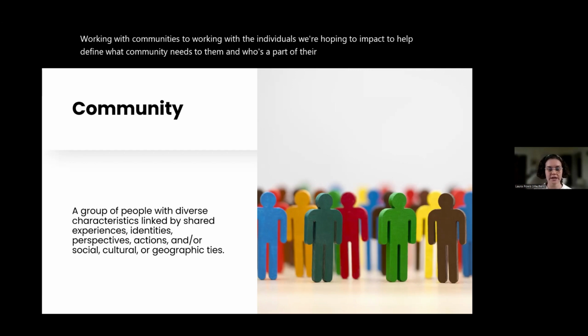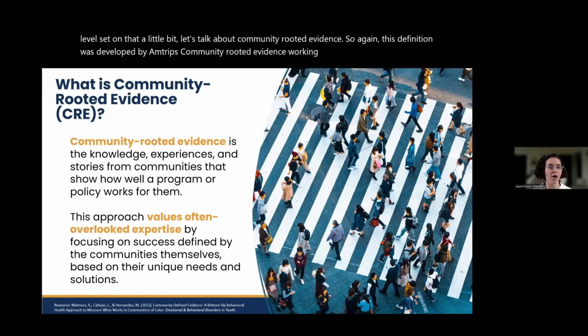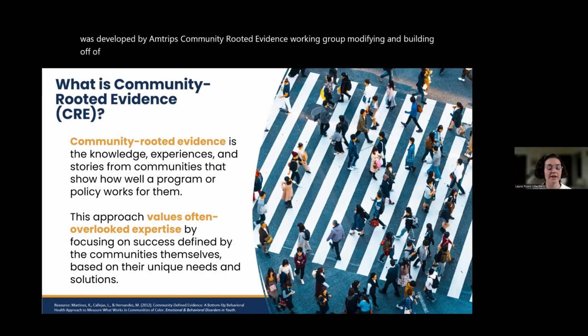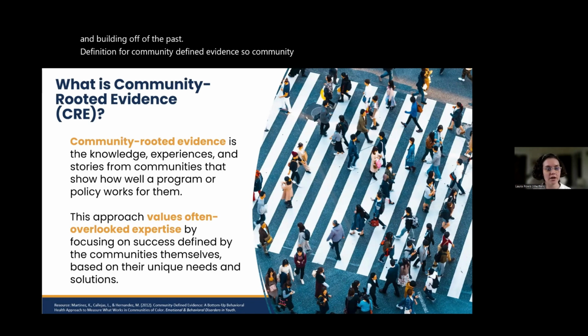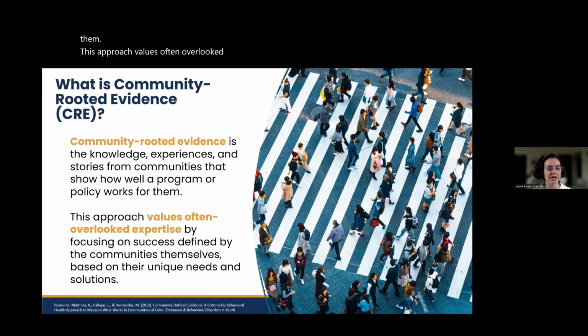So now that we've level set on that a little bit, let's talk about community-rooted evidence. So again, this definition was developed by AMCHP's community-rooted evidence working group, modifying and building off of the past definition for community-defined evidence. So community-rooted evidence is the knowledge, experiences, and stories from communities that show how well a program or policy works for them. This approach values often overlooked expertise by focusing on success defined by the communities themselves based on their unique needs and solutions.